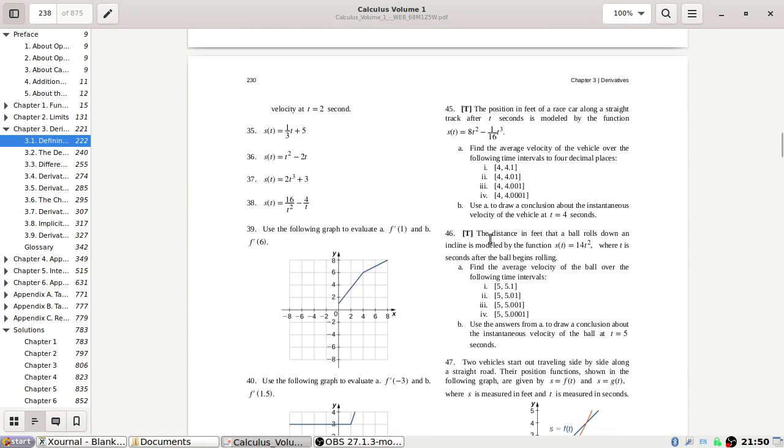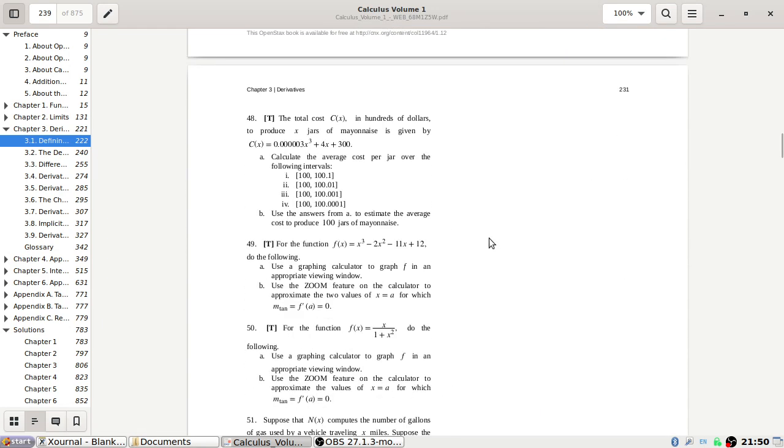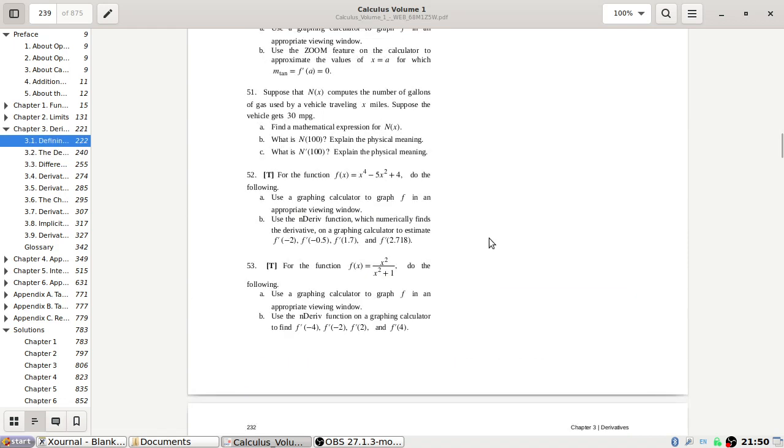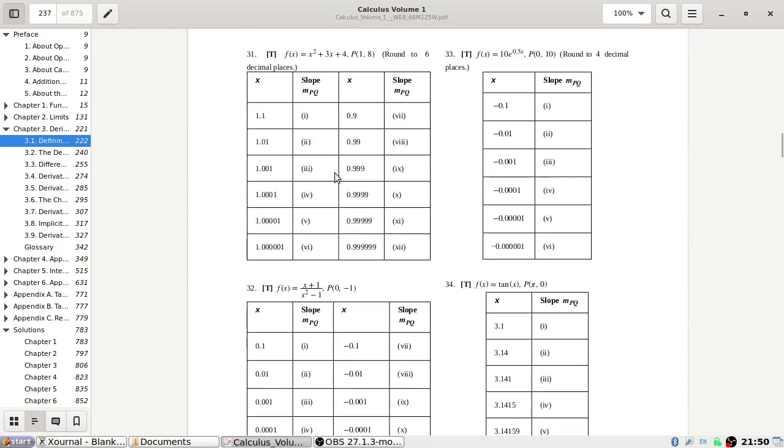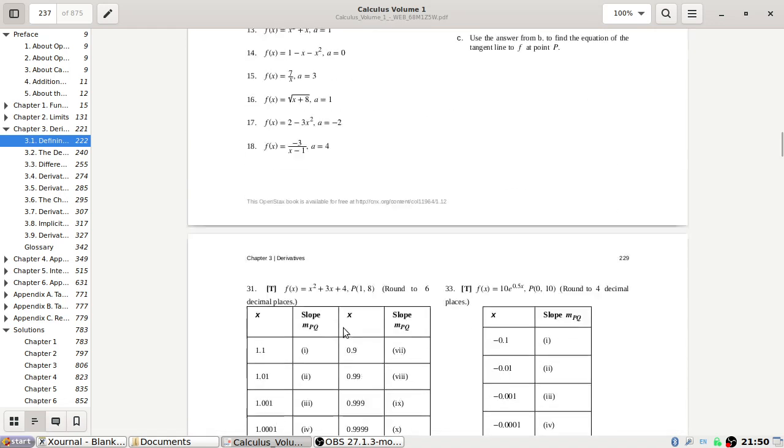Okay, and then it looks like it's mostly technology questions for the rest of it. And probably be using a spreadsheet for the first few since it's a table. So yeah, okay.